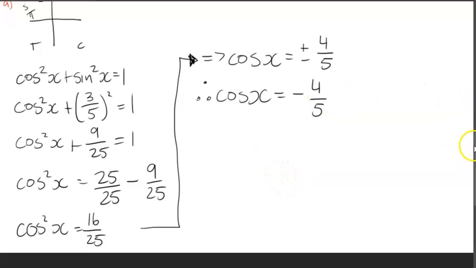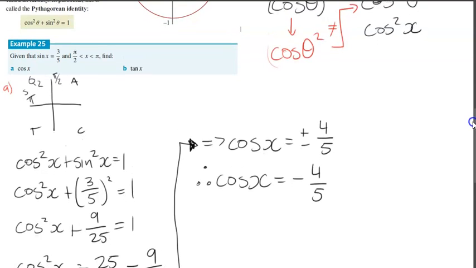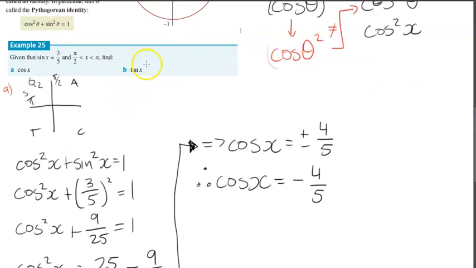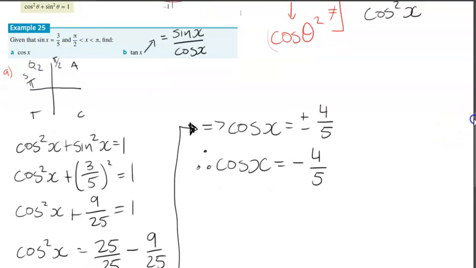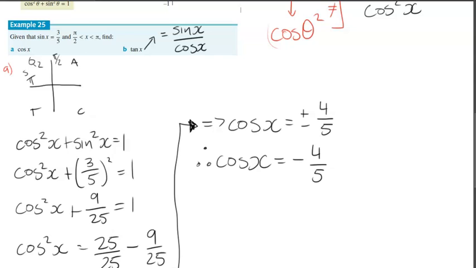Okay, now that's the first question, A. B, we are looking for tan of x. Now you've got to remember that tan of x is equal to sine of x over cos of x, and we've already seen this before. Because tan of x is opposite over adjacent. Our opposite has already been established as sine x, and adjacent has already been established as cos of x based on the theta position.